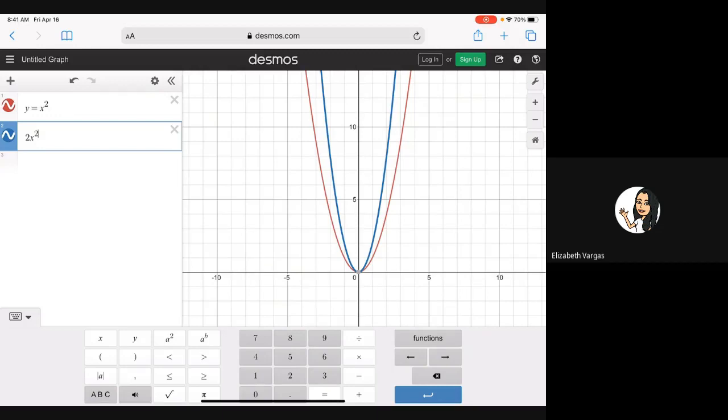So less than negative 1, I'm going to do, let's see, negative 1 over 6.